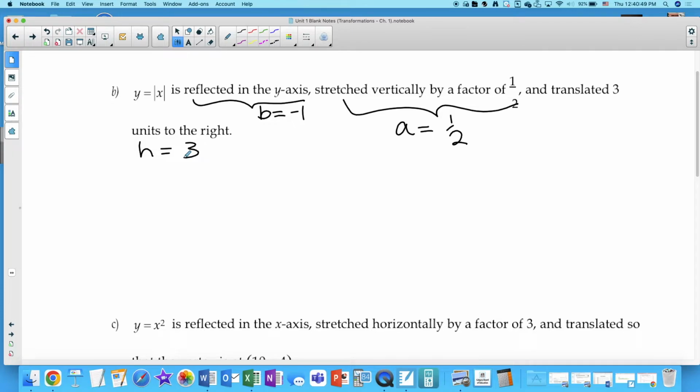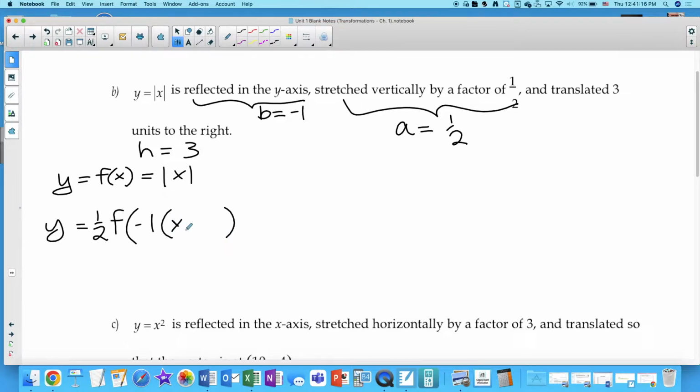Okay, so now what we're looking at is we have an original function y equals f of x, which in this case is the absolute value of x. And we're transforming that into y equals a, 1/2, f of b, which is -1, times, now this part's important, x minus h, so x minus 3. Really important that that piece is in brackets because the translation applies when the coefficient of x is 1. And so if x is being multiplied by any value, that has to be factored out.